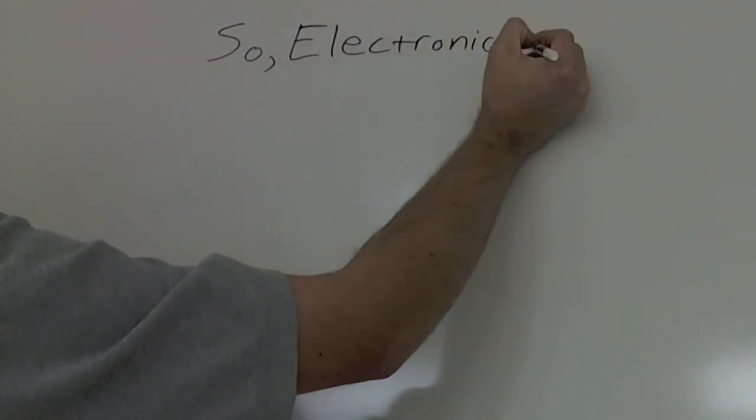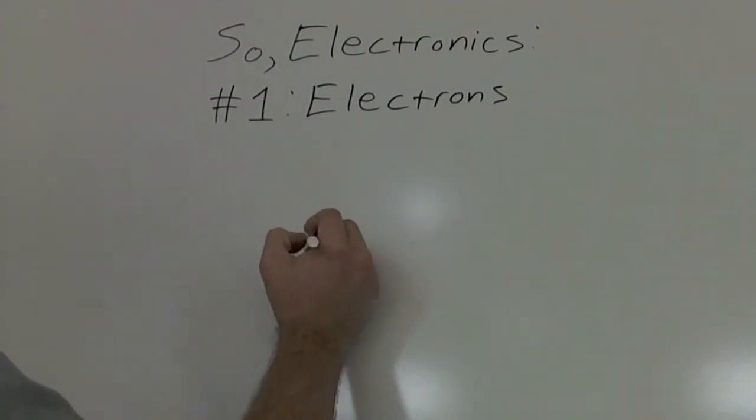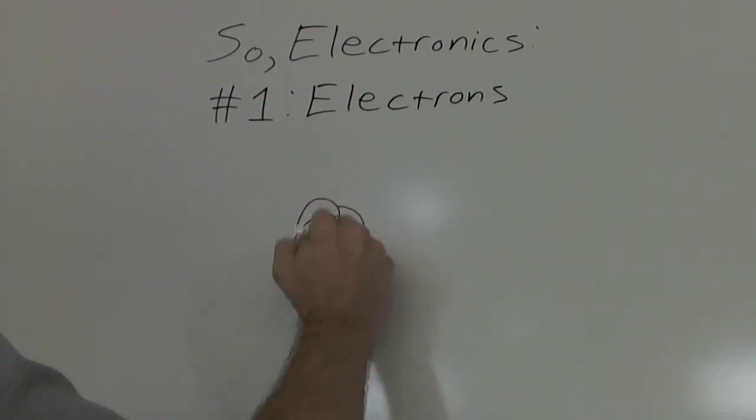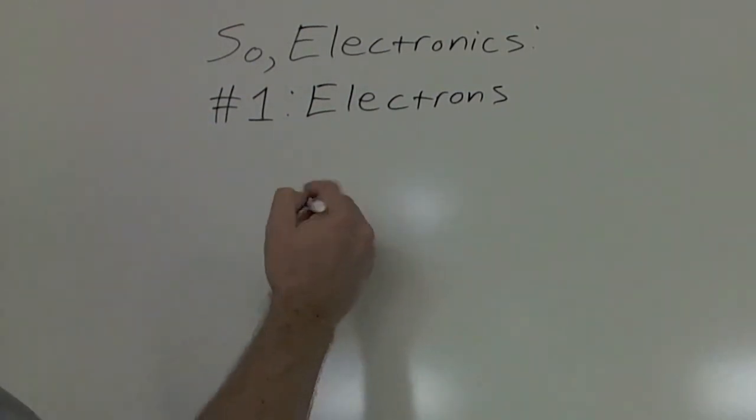So, electronics. Video 1. Electrons. Electrons are one of three particles we'll be looking at when we talk about atoms, which can be thought of as the building blocks of our electronics.